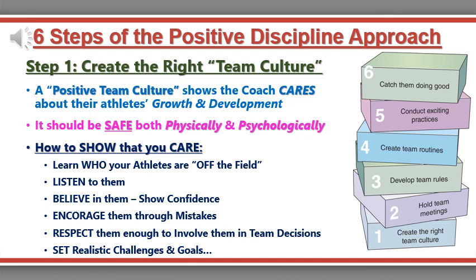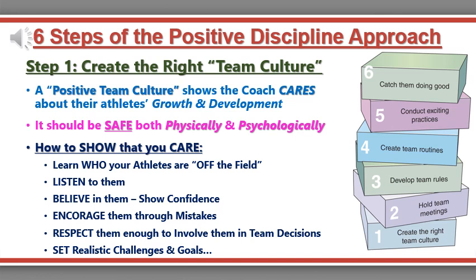Step 5 is conducting exciting team practices, and those practices have to have activities that develop those character skills. And then step 6 is catching people doing good, so you can provide them with praise and reward as they're building those character skills. So let's talk about the first step, creating the right team culture. That goes back to your philosophy, your values, how you're going to instill your values, the way you go about doing it, and building all those positive character traits, character education that we talked about before.